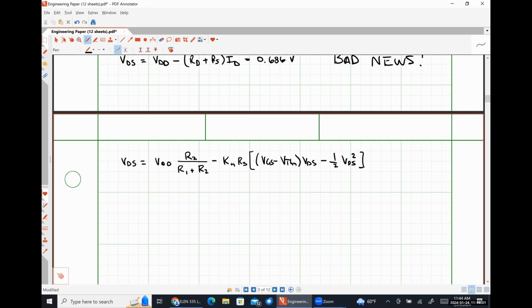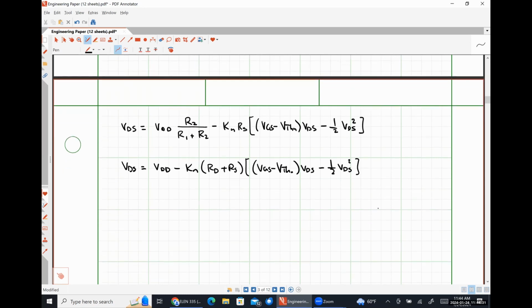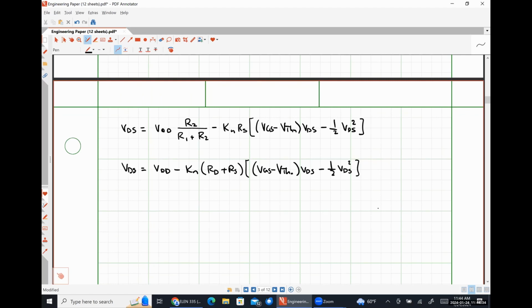So that's one equation. Our other equation: VDS is equal to VDD minus KN RD plus RS times VGS minus VTHN times VDS minus 1/2 VDS squared. So there's our two equations, and now we're going to solve that system. But wait, it becomes more of a pain. How, you say?